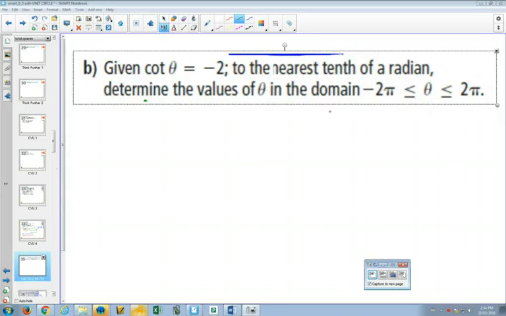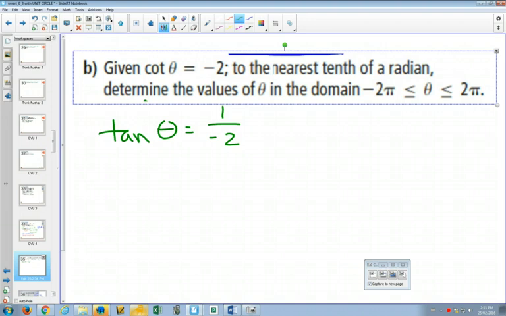Well, if we know that cotangent of theta is equal to negative 2, what is tangent of theta equal to? 1 over negative 2. And if you know that, how would we solve this if this was in degrees? What would you do first if this was a grade 11 question?